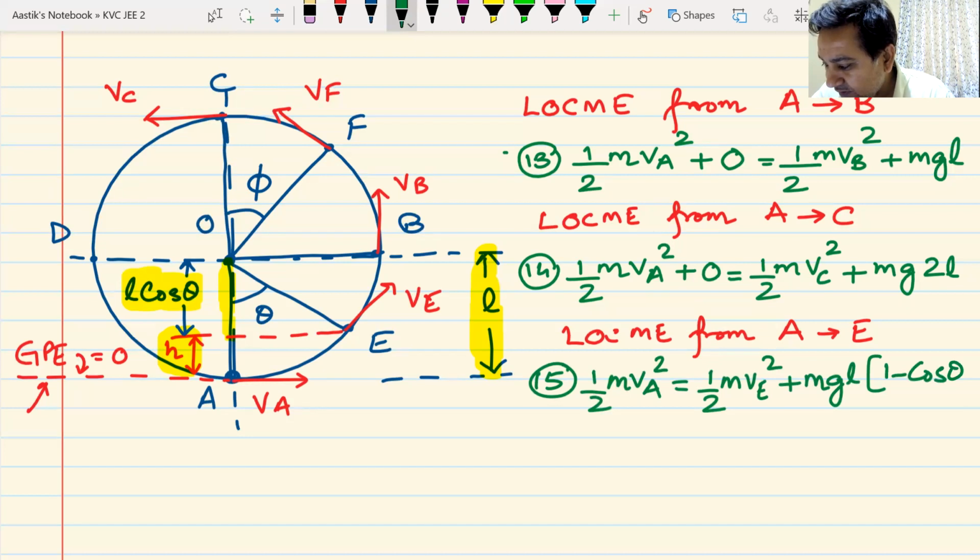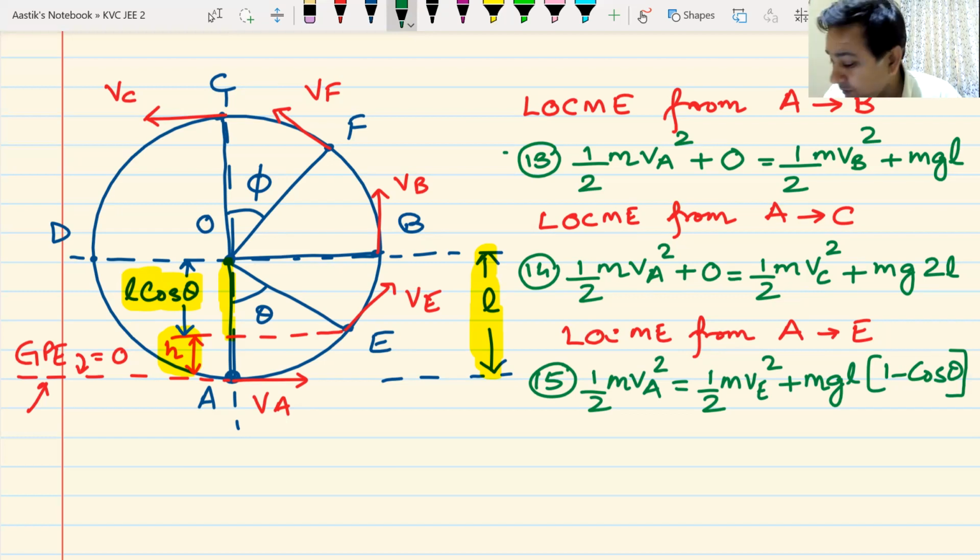Do we understand this? This side h is L minus L cos theta. So L minus L cos theta is L into 1 minus cos theta. So I have the equation number 15 for locking energy from A to E.